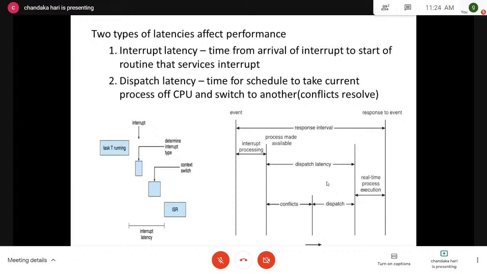You know what a dispatcher is? The dispatcher is responsible for doing the context switch, saving and restoring, followed by loading a new program and setting the starting address. Everything is going to be done. After that, the real-time process will be executed. So that is the minimum time that is required to respond. A real-time process is that.